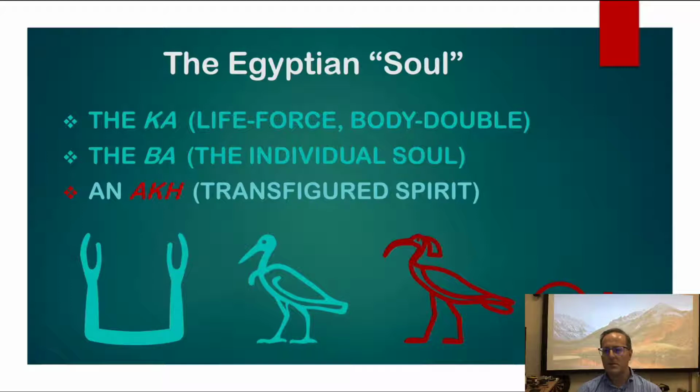Now, all of these things broke apart when the person died. Now, with certain rituals, these were all reconstituted. And when the Ka and the Ba were reunited with the physical body, they became an Akh, which is a transfigured spirit or an effective spirit. And this was the goal of funerary rituals in ancient Egypt, was to create an Akh out of the former individual.